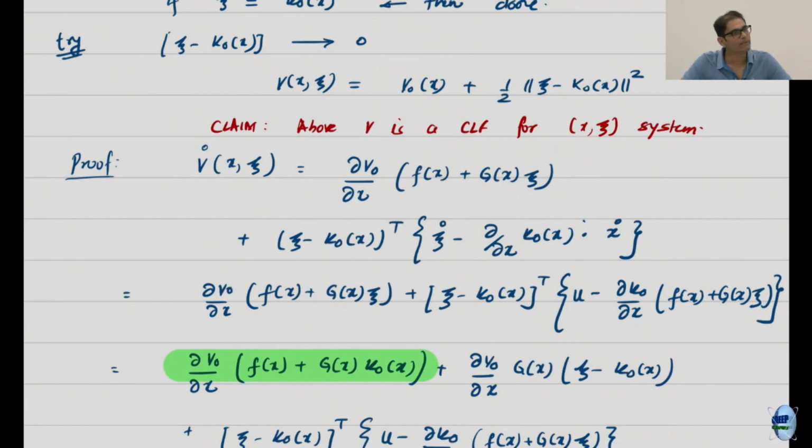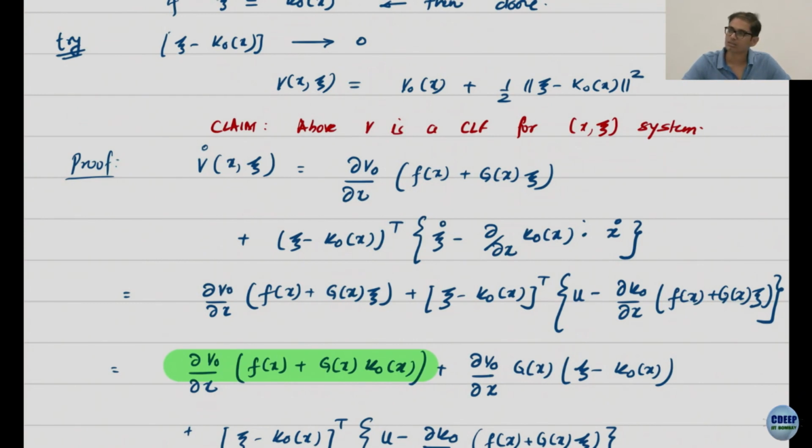You have to use the same test. The test is still the same: it has to be positive everywhere but at 0, and at 0 it has to be 0, which it is. V0 of 0 is 0, k0 of 0 is 0, so psi is 0, so no problem. If x and psi are non-zero in any combination, then this has to be strictly positive. Is that true? How do you prove it?